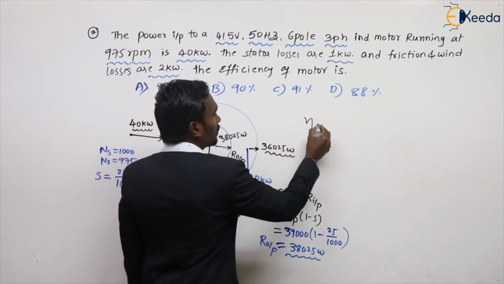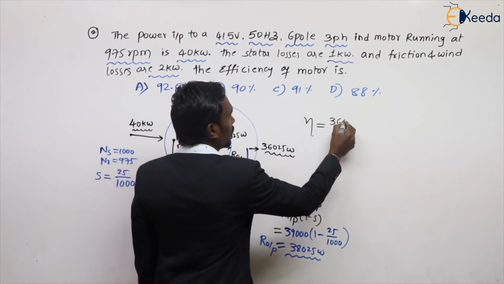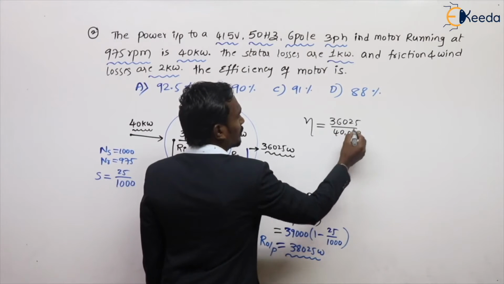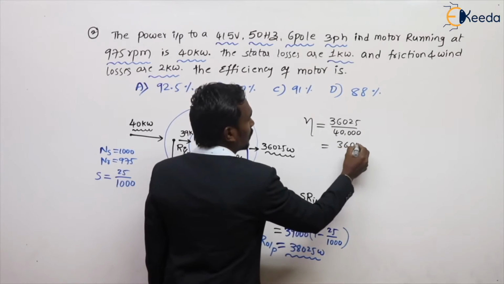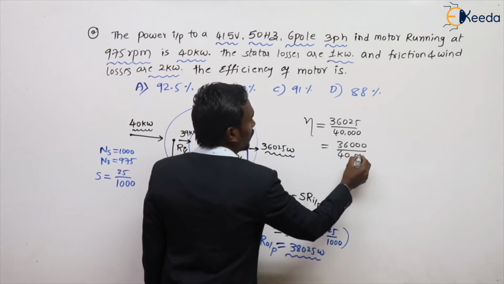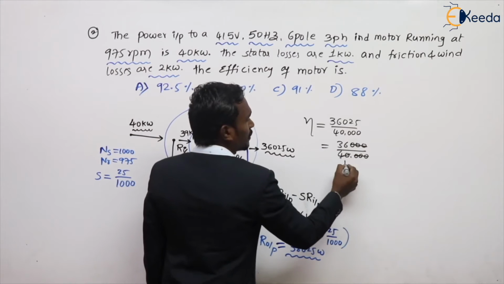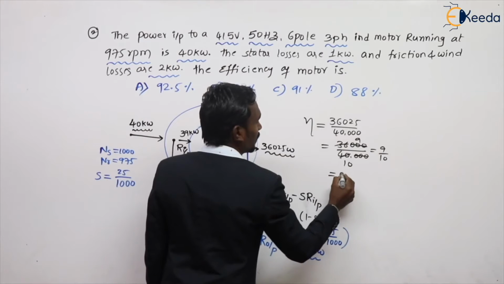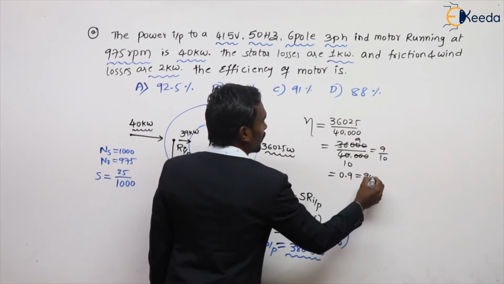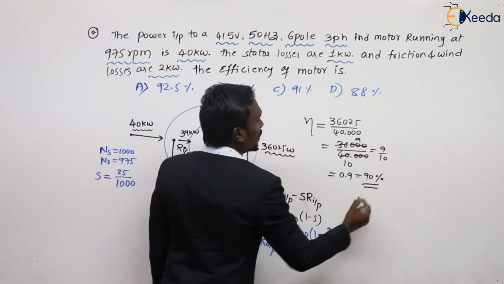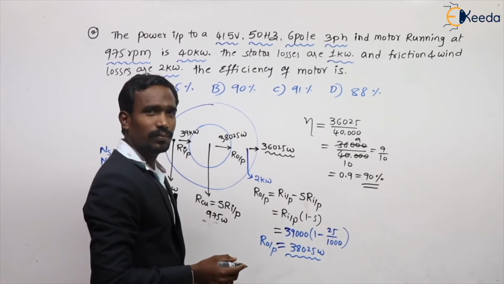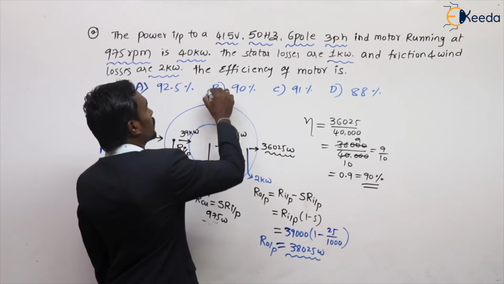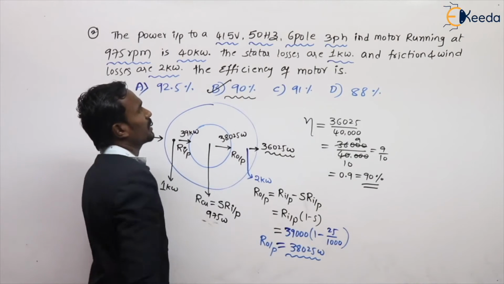Now efficiency is equal to output by input. For example, this is taken as 36,000. 36,000 out of 40,000, the zeros get cancelled. 9 by 10, which is nothing but 0.9 or 90%. So the efficiency of my induction machine is 90%.